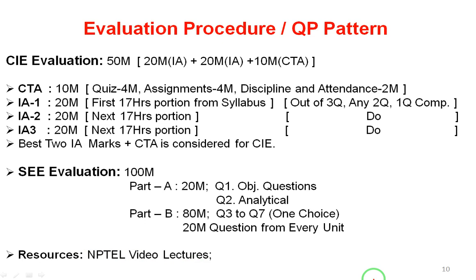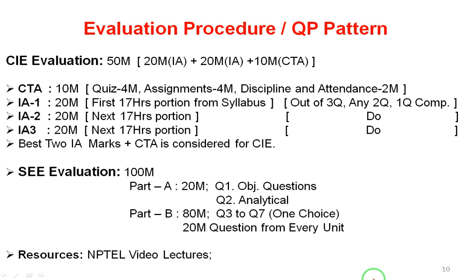The portion for IA1 is roughly the first 17 hours from the syllabus. For all the IAs, IA1, IA2 or IA3, the question paper pattern is that 3 questions will be asked: question number 1, 2 and 3. You can answer either question number 1 or question number 2. There is a choice between question number 1 and 2. Question number 3 is compulsory.